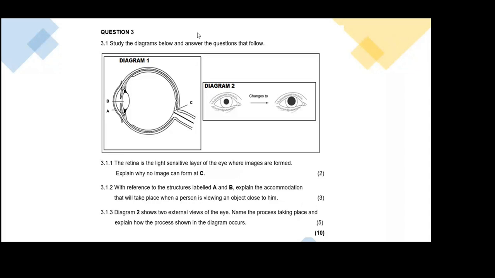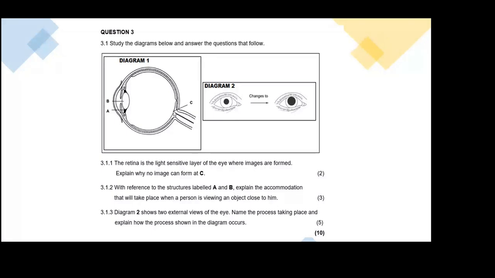So the blind spot, are there photoreceptors in the blind spot? The answer is no. Okay, where do you find the photoreceptors in the eye? You would only find them at the fovea centralis or at the layer at the back of the eye, which we refer to as the retina. So that's the only place where there are photoreceptors. So because the image is only formed where the photoreceptors are, then you can only have an image there. So you can't have an image at point C.